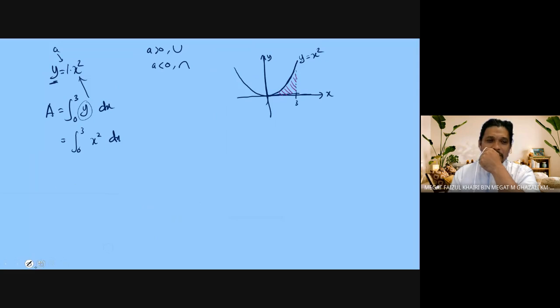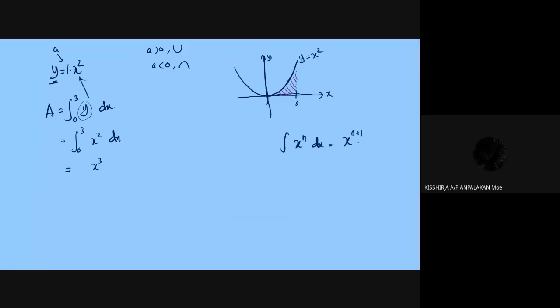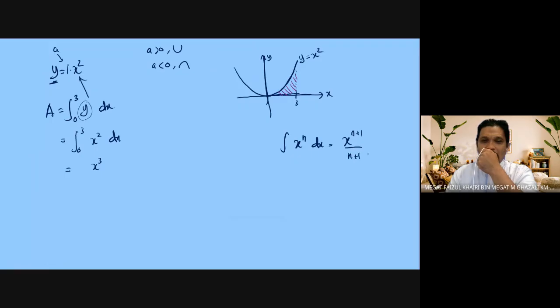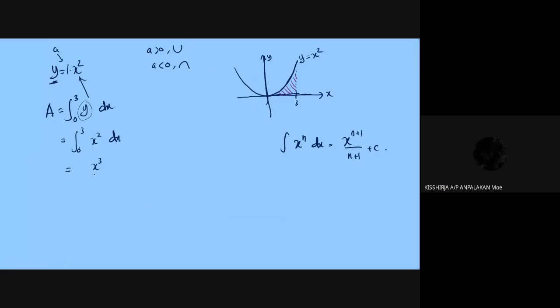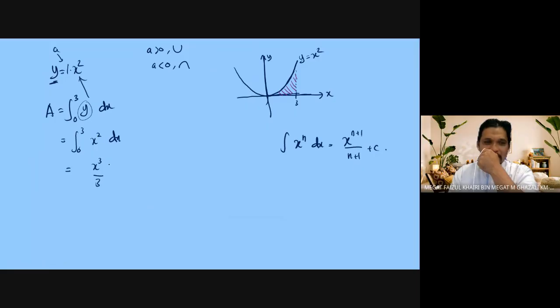Okay, so integrate this, it gives you x cubed. The integral of x to the power of n dx equals x to the power of n plus 1, divided by n plus 1, plus c. Good. So with n equal to 2, 2 plus 1 equals 3, so x cubed over 3 plus c.